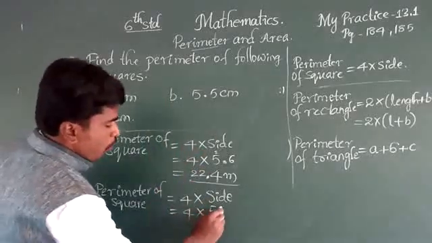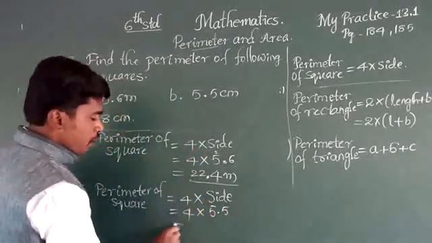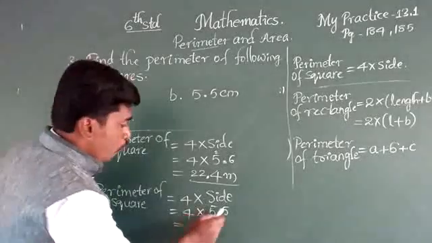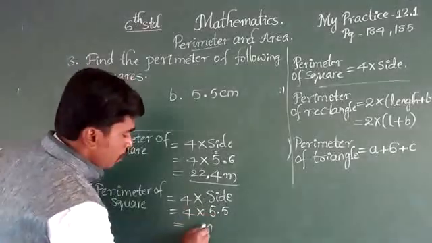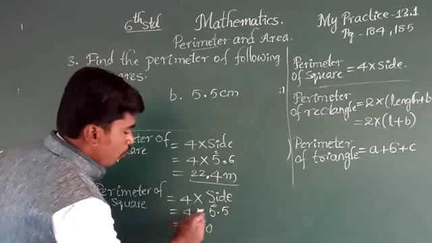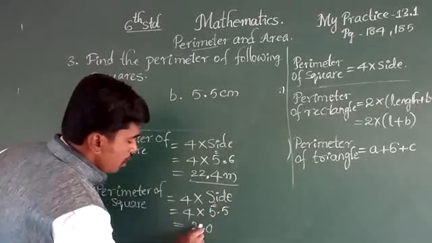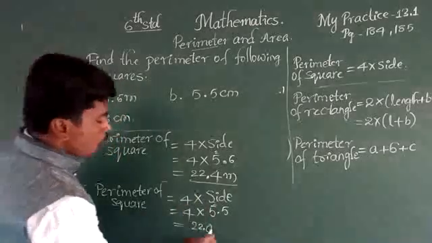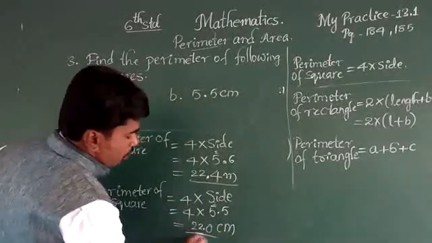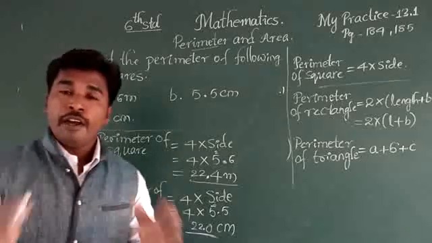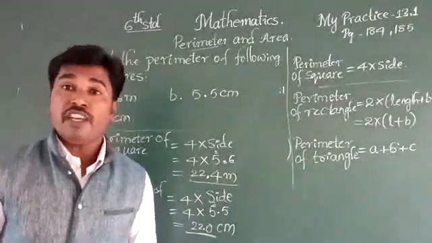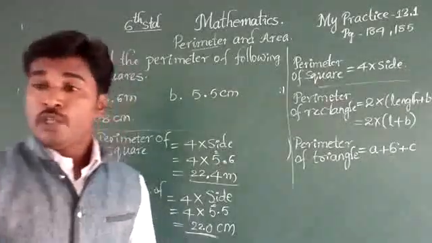It is 5.5. So multiply 4 into 5. 4 5s are 20, so 2 carry. 4 5s are 20 plus 2, 22. So what is the answer you are getting? 22.0 centimeter. 22.0 is nothing but 22 only. In this way you find out the perimeter of a square.